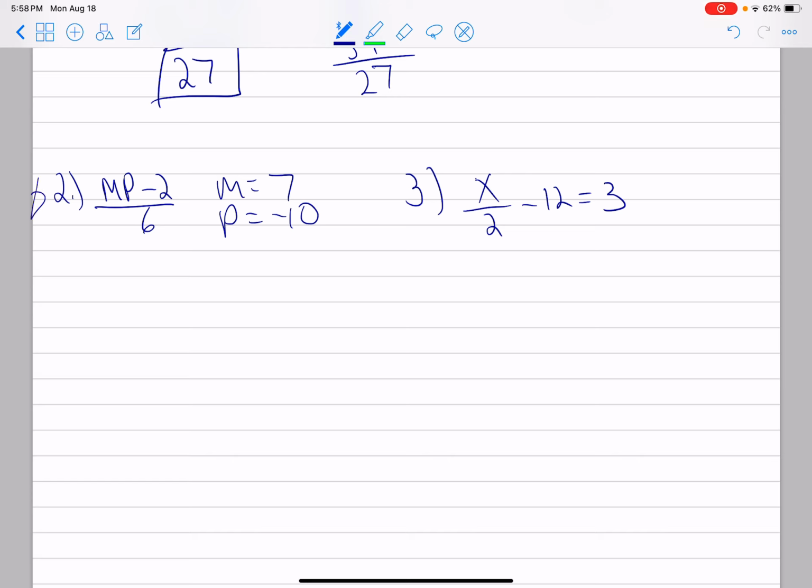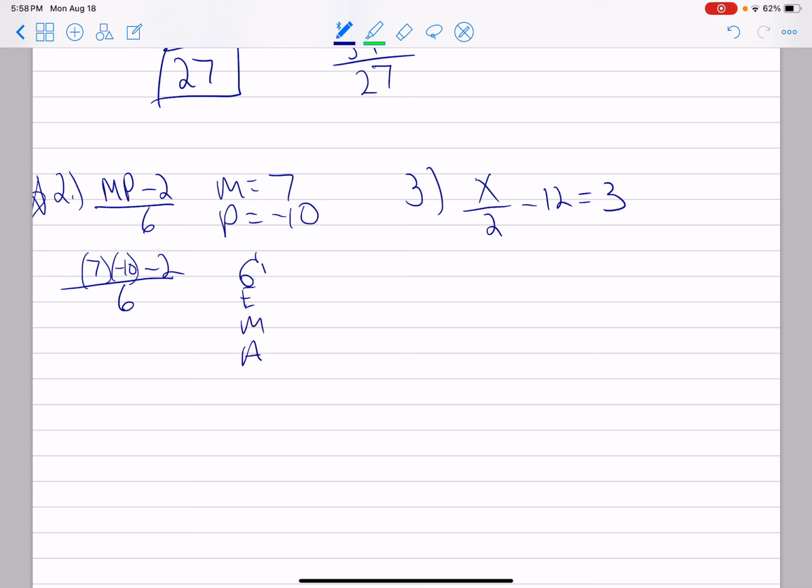Number 2, do this problem before I do it and check to see if it's right. Here, you have to go ahead and evaluate, substitute in values. Cool. You did that because you're like, I follow directions and I'm trying to actually really learn how to do stuff. So, M times P minus 2 over 6. M is 7. P is negative 10. Cool. Now it's just a Gemma problem.